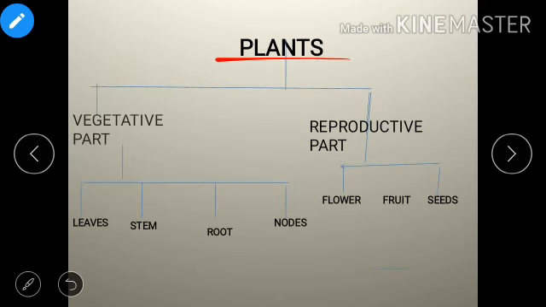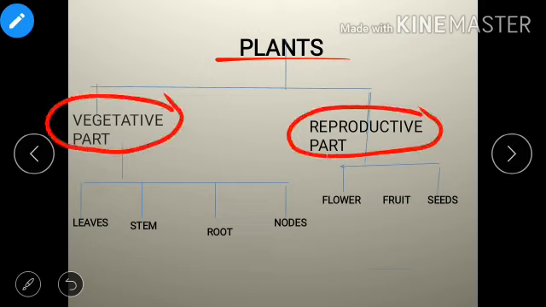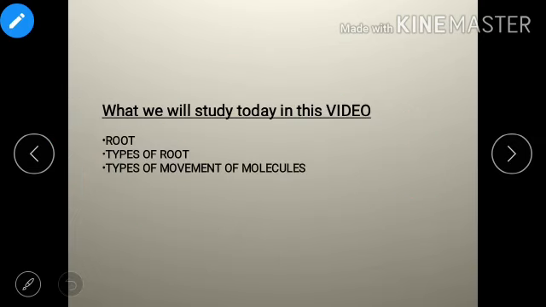Next slide, you can see here plants have two parts, vegetative and reproductive. The vegetative part has leaves, stem, root and nodes, whereas the reproductive part has flower, fruit and seeds. Now next slide, you can see some of the topics we will study in this video. These are the topics. First is root, types of root and types of movement of molecules.